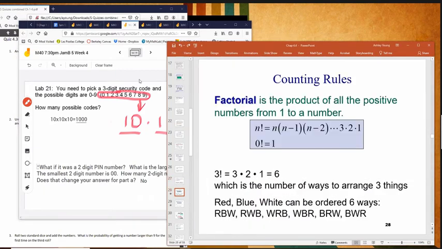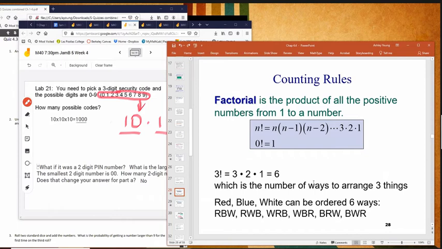Excellent. Now we're going to talk about more counting rules, factorial. It's the product of all positive numbers from 1 up to that number. So for example, 3 factorial would be multiplying all the numbers from 1 up to 3. Or I like to think of it as 3 down to 1. So I start with 3, and I go all the way down to 1. So 3 factorial would be 3 times 2 times 1, which is 6.